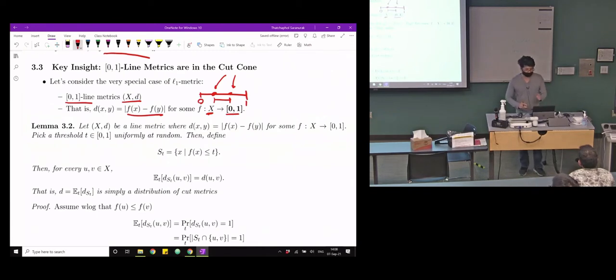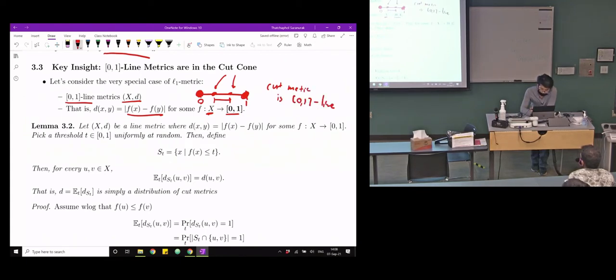This is not a cut metric. A cut metric is actually a special case of this one, because in a cut metric you map all points to either 0 or 1, right? Here I allow the mapping to go somewhere between this interval. So a cut metric is like a 0-1 line metric, but not vice versa.